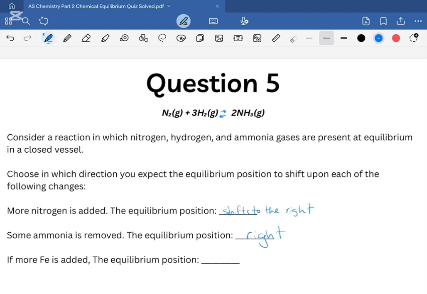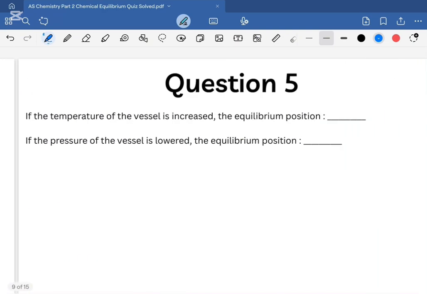Now, if more Fe is added, and Fe is actually a catalyst, then the equilibrium position is not going to be affected, since the catalyst speeds the forward reaction and the reverse reaction at the same time. So I'm going to write over here the equilibrium position will not change, as catalysts do not have any effect on the equilibrium position.